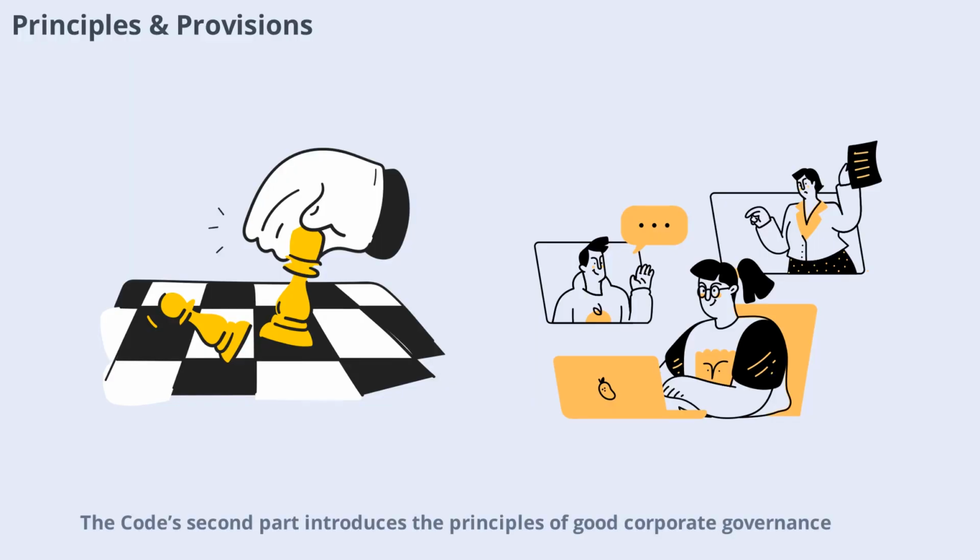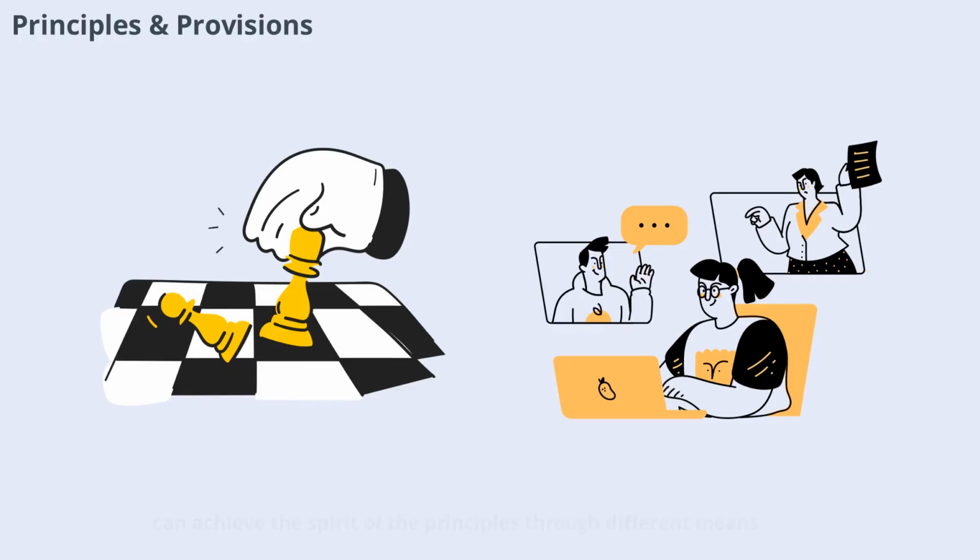The code's second part introduces the principles of good corporate governance, along with code provisions and recommended best practices. These principles set the overall direction for effective governance, while the code provisions help issuers apply them in practice. Importantly, the code recognizes that one size does not fit all. Companies can achieve the spirit of the principles through different means, depending on their size, complexity, and unique challenges. Flexibility is encouraged, but any deviation from the code provisions must be explained.